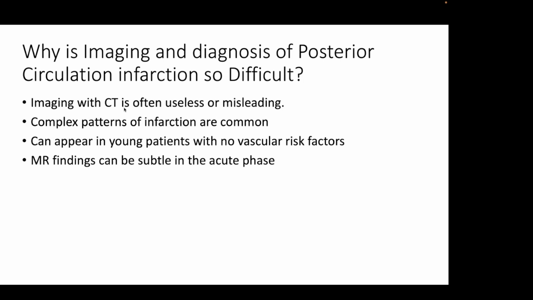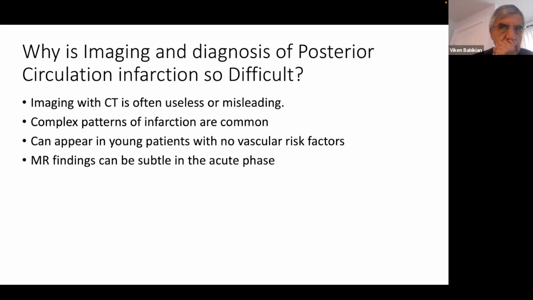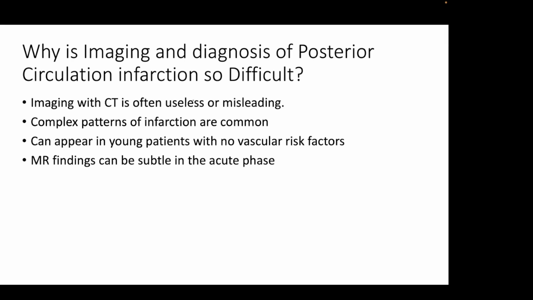Number one, CT imaging is often useless or misleading. Because of the beam hardening artifact that crosses the pons, it can be very difficult to identify a pontine perforator infarct on CT imaging. That's not just in the acute phase, that can be at multiple phases in the infarct. The other reason is that complex patterns of infarction are common. And so unlike the anterior circulation, oftentimes the symptoms don't direct you to a single lesion.